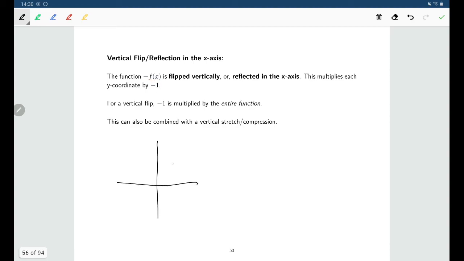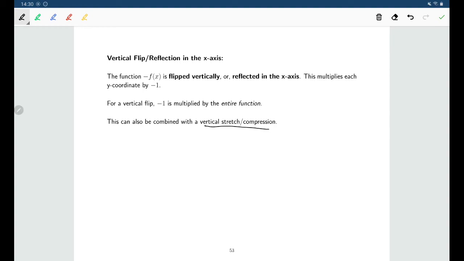So that means that any points that are above the x-axis will now be below, and any points that were below will now be above. So, in other words, you've taken your function and the graph of it, and you've flipped it in the x-axis. You've vertically flipped it. As I point out here, this can be done at the same point as a vertical stretch or a vertical compression.